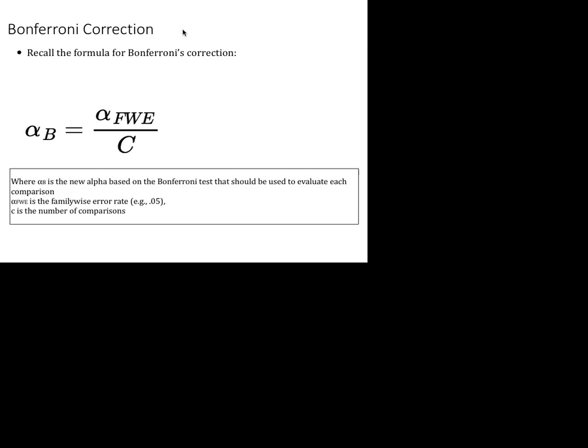So I just want to continue our conversation some with Bonferroni correction, if for no other reason, to build some additional understanding of how we might use this or other corrections in the research that we do. So our formula is, as we know, just what is your family-wise error rate? 0.05 is the most typical number that goes there, divided by the number of comparisons that you're doing, and that's going to be the Bonferroni corrected rate that you need to use.